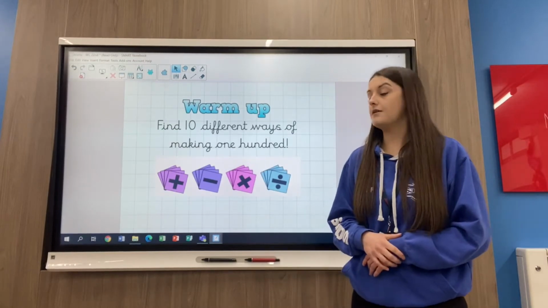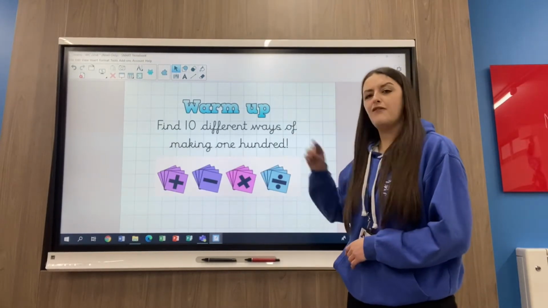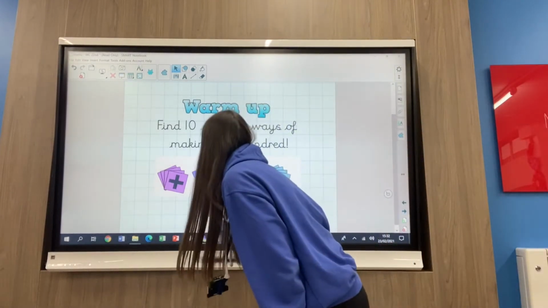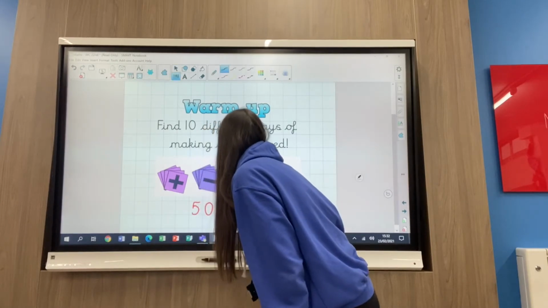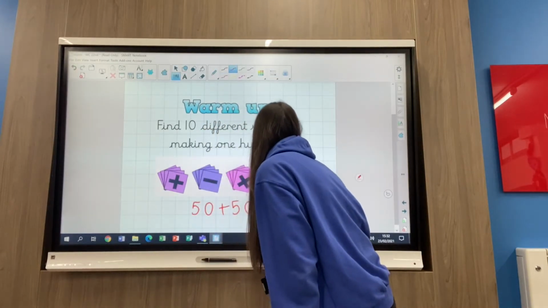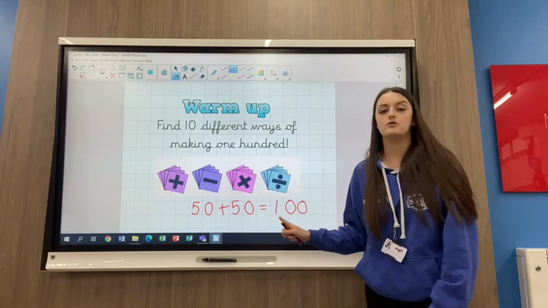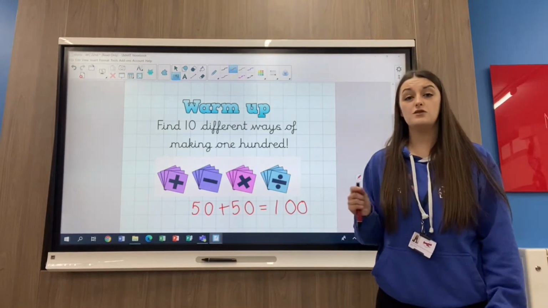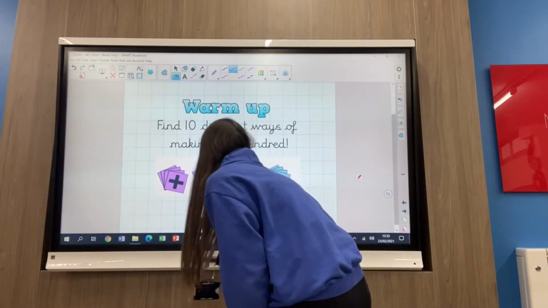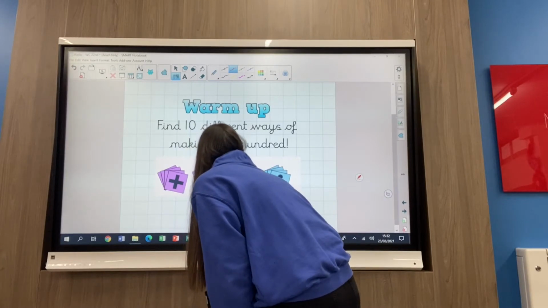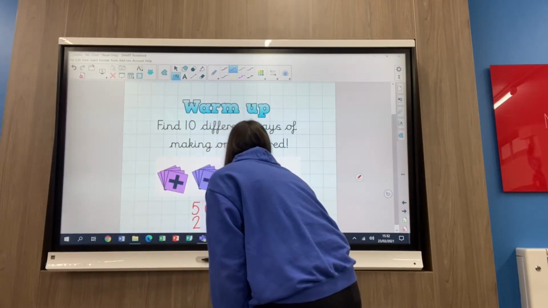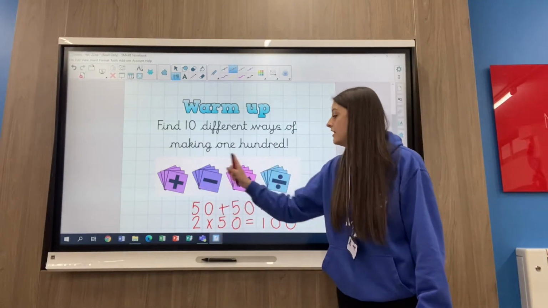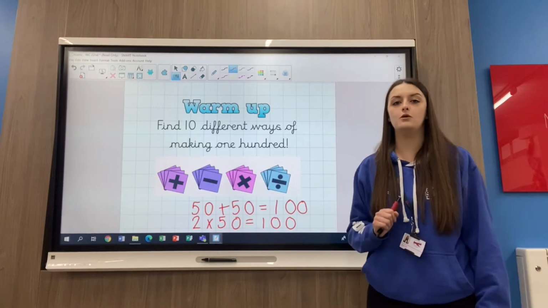So if I have a little go at this now, I know that 50 add 50 is 100, so that's double 50. So the first number sentence I'm going to write is 50 add 50. I know that equals 100. I've made the number 100. Now, because I know 50 add 50, that's double 50 equals 100, that's also the same as saying 2 times 50, because I want 2 lots of 50, and that will also equal 100. So there, I've managed to use an addition and a multiplication already and come up with 2 number sentences.